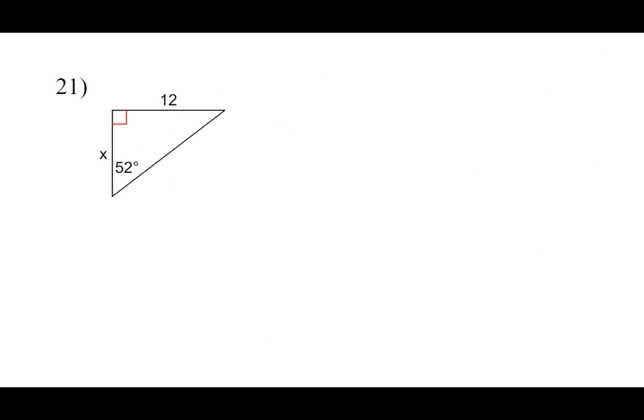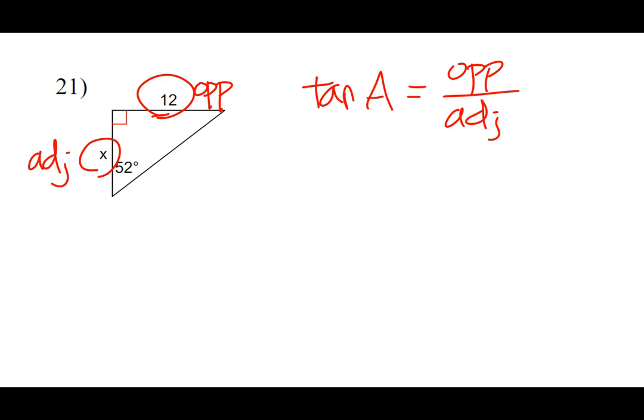Okay, last one, 21. Again, solve for the x. And it's telling you, you're going to have to end up using tangent. So 52 is in the bottom, so opposite must be on top. So 12 is the opposite side. We don't have the hypotenuse, so x must be the adjacent side. Using the equation, tangent of the angle is opposite over adjacent, tangent of 52 is opposite 12 over adjacent x, not 52. 52 is an angle.